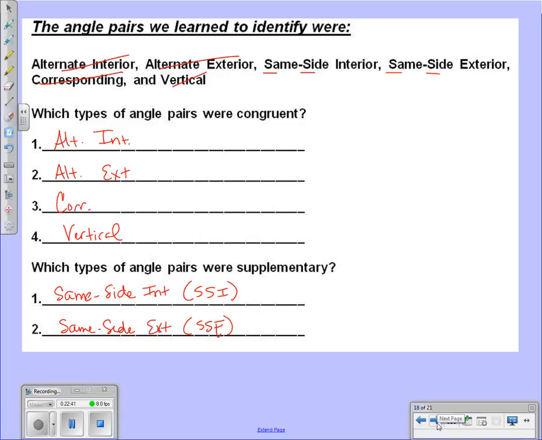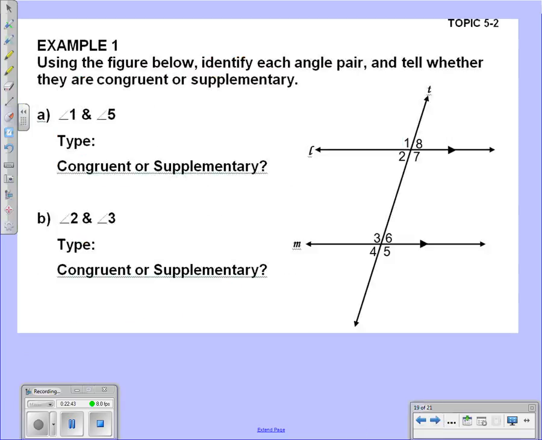Now that we know this information, how can we apply it? So again, more review. Using the figure below, we're going to identify each angle pair and then tell whether they are congruent or supplementary. So I'm going to start off with my highlighter and highlight my transversal. It's the one line that's intersecting the two parallel lines. And now we're going to look at angle 1 and angle 5. So here's angle 1 and here's angle 5.